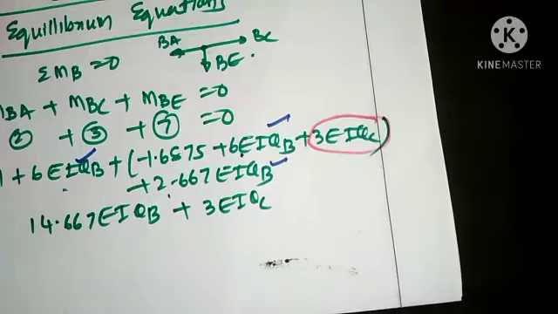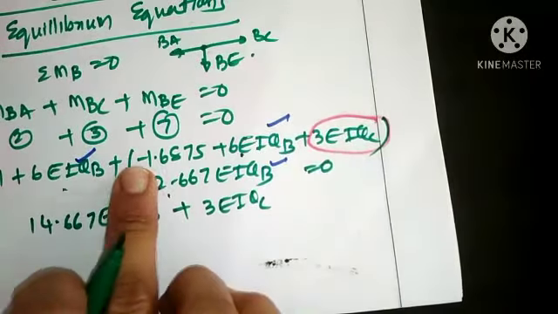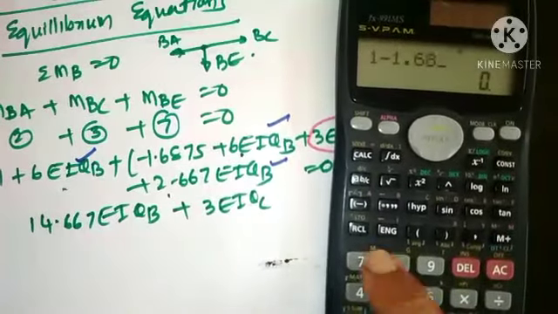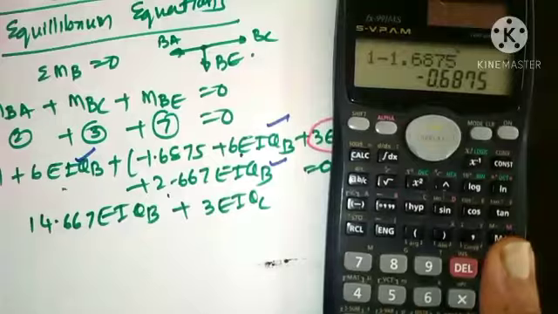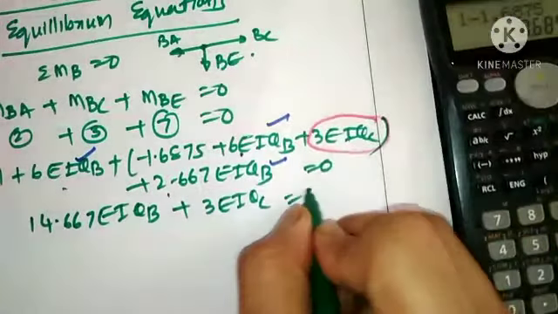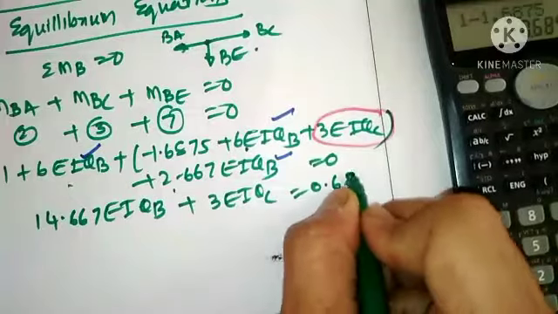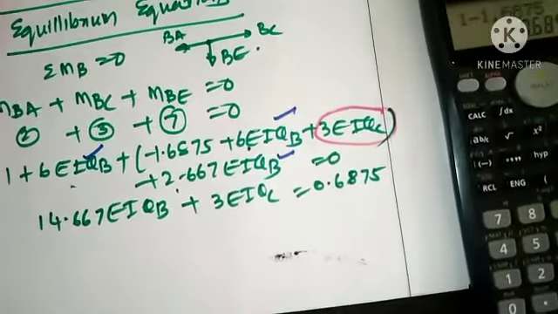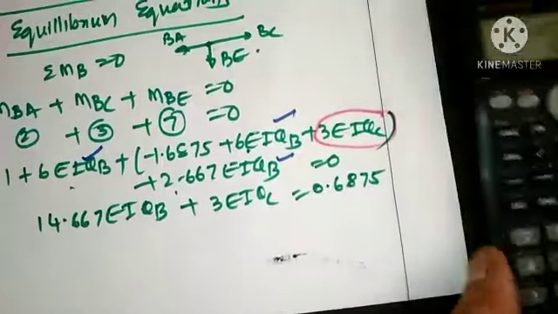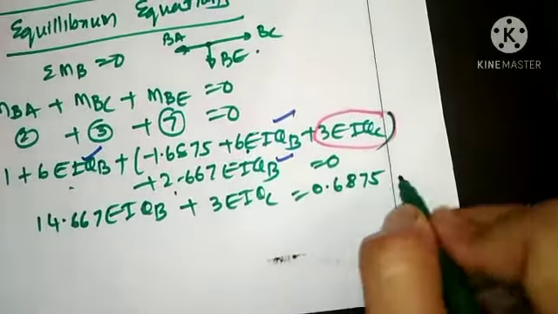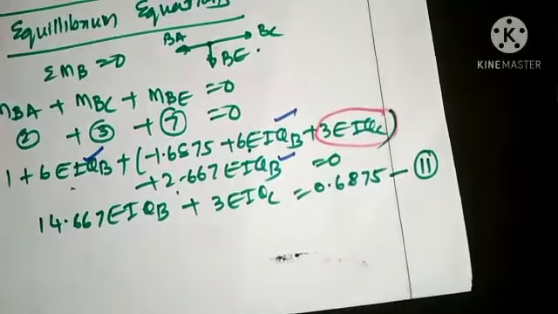Next, this is equated to 0. As a resultant, 1 plus into minus will become minus. So 1 minus 1.6875 will come as minus 0.6875 on the left hand side. When it shifts to the right hand side, it will be plus 0.6875. So this is the equation that will help us find the unknowns theta B and theta C when I consider summation MB equal to 0. Mark this equation as equation number 11.